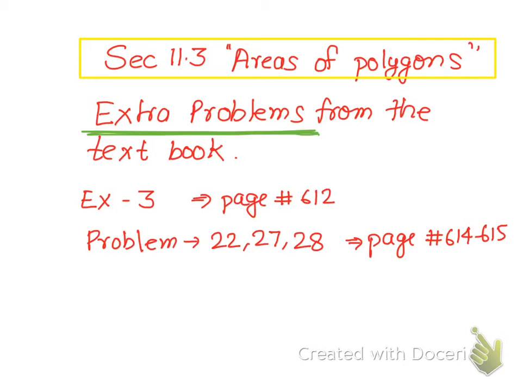These are from the textbook. Few problems like example 3 on page 612 from your Big Ideas textbook, not the student journal, keep in mind, and from the exercise section question numbers 22, 27, 28, that is on pages 614 to 650 from your hardcover Big Ideas textbook. All right, so let's move to the questions one by one.